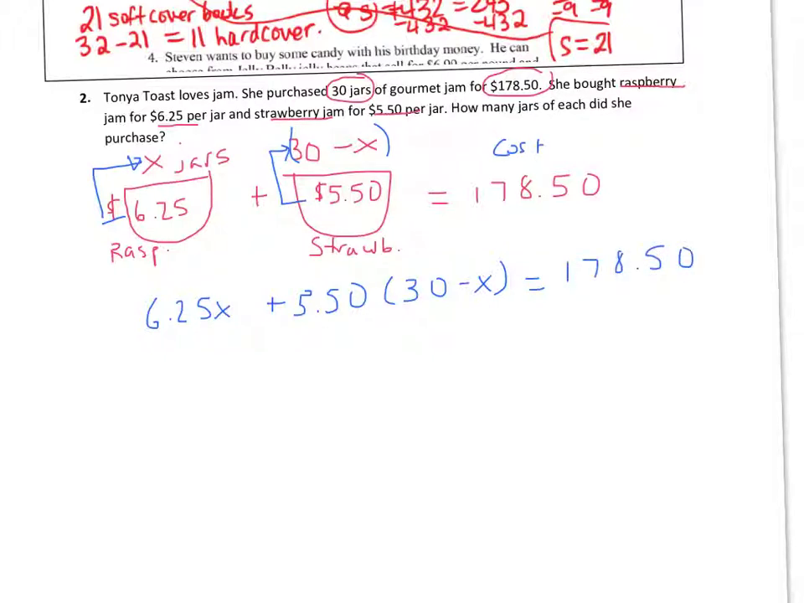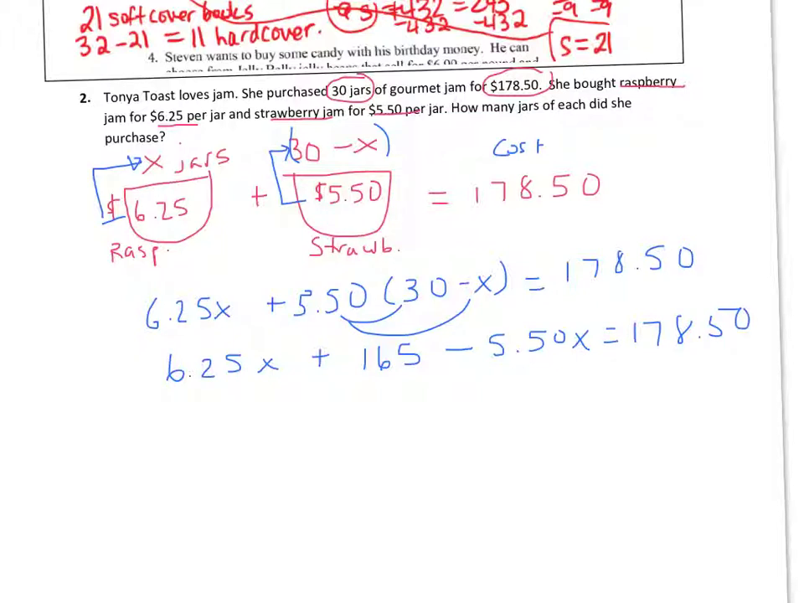So to solve this equation, we can next distribute the $5.50. So 6.25X plus 5.50 times 30 is 165, minus 5.50X equals 178.50. And so now we want to simplify the equation by combining any like terms. So I'm going to take 6.25X and subtract the 5.50X from it. And so that gives me 0.75X.